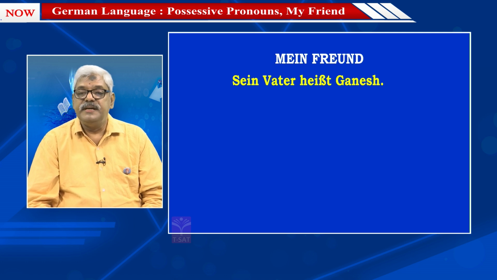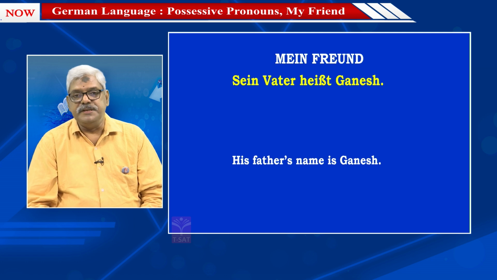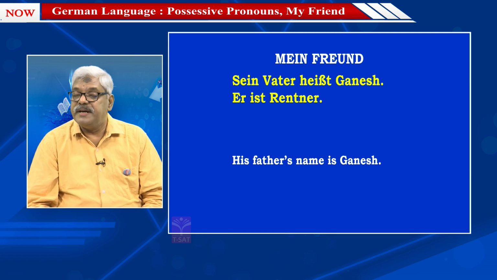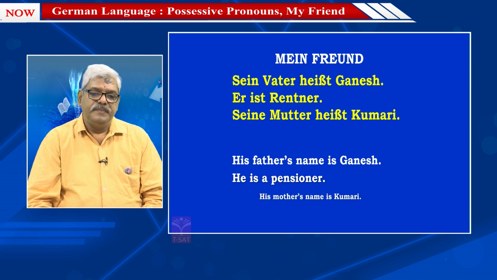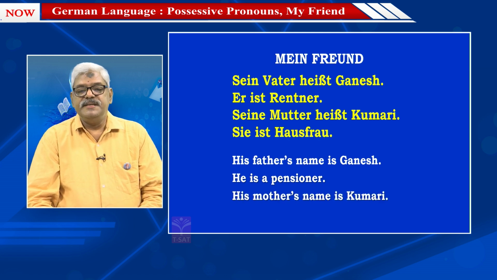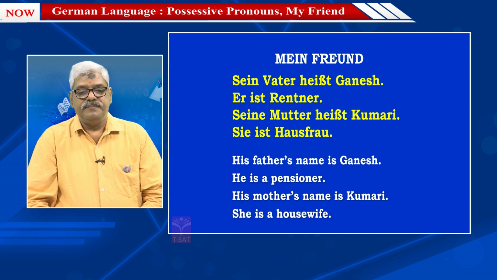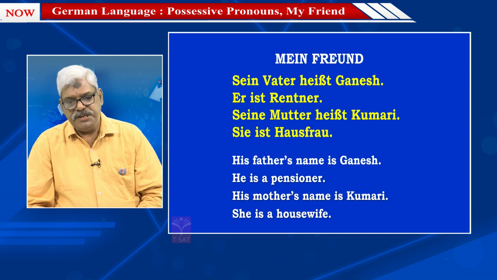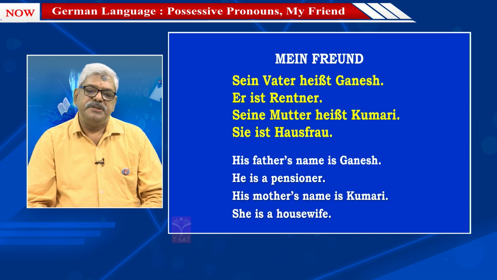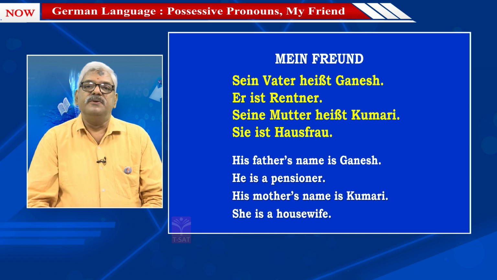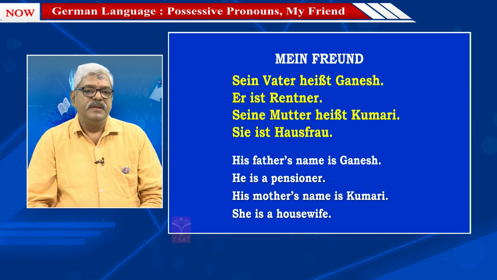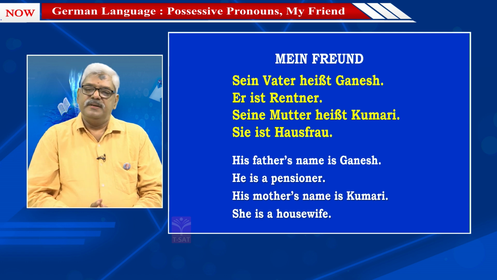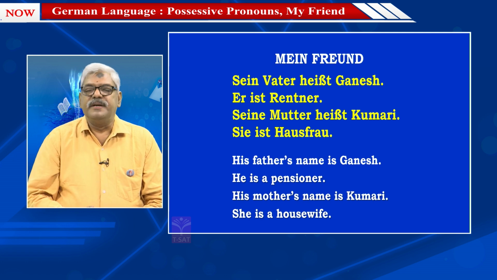Some more sentences about my Freund, about his father. Sein Vater heißt Ganeshan. His father's name is Ganesh. Ist Rentner. He is a pensioner. Seine Mutter heißt Kumari. His mother's name is Kumari. Sie ist Hausfrau. She is a housewife. His father's name is Ganesh. He is a pensioner. He is retired, so he is getting pension. His mother's name is Kumari and she is a housewife. German sentences. Sein Vater heißt Ganesh. Ist Rentner. Seine Mutter heißt Kumari. Sie ist Hausfrau.